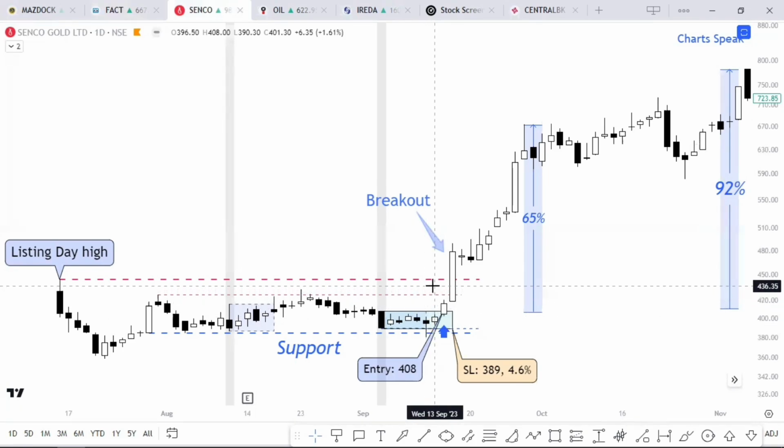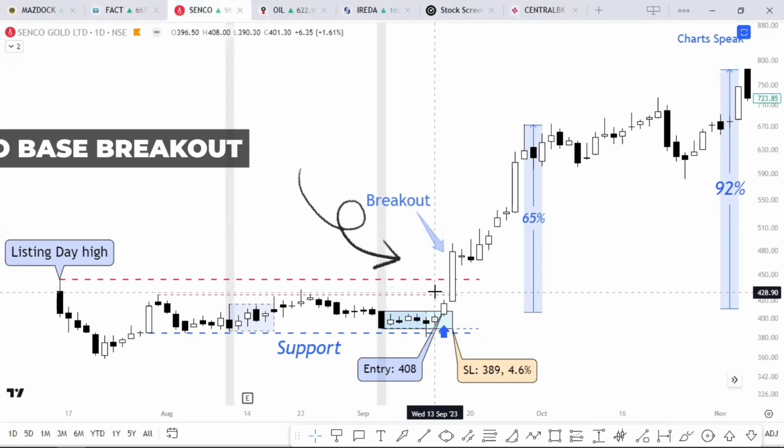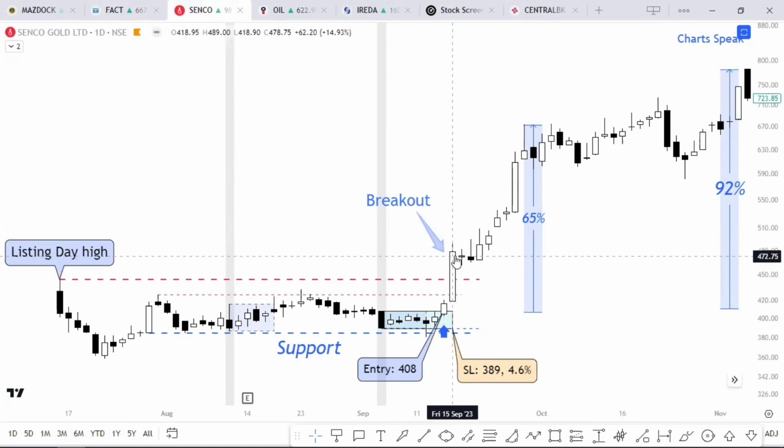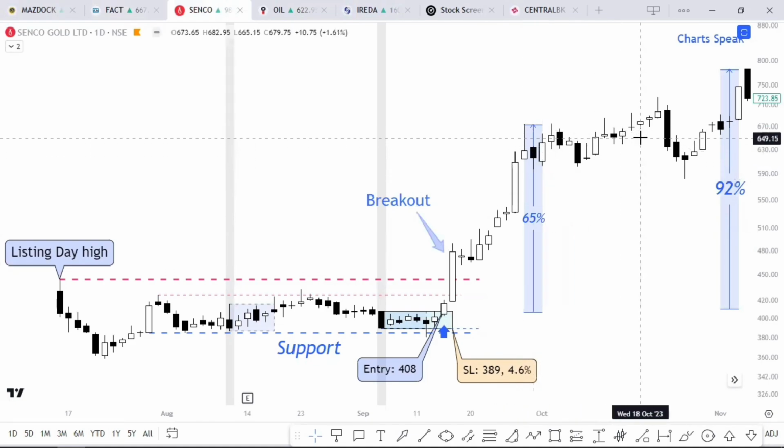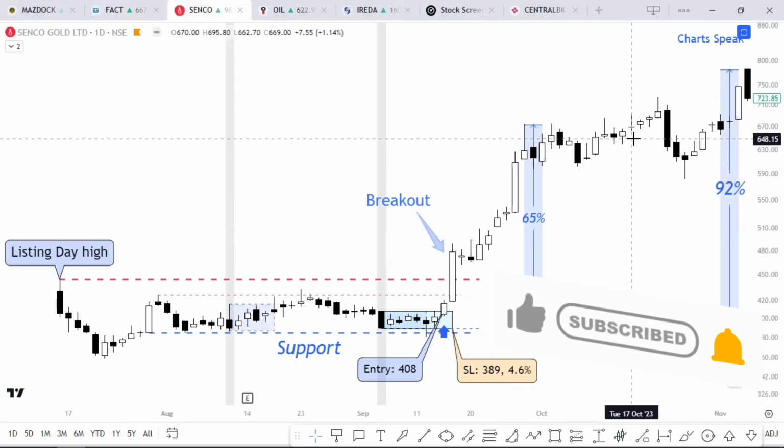Then the stock broke above the high of the master candle and also broke above the listing day high. In less than 2 weeks, the stock moved up by 65% before taking a momentary pause. This is how you can give some tolerances to the setup instead of following stringent bookish rules.